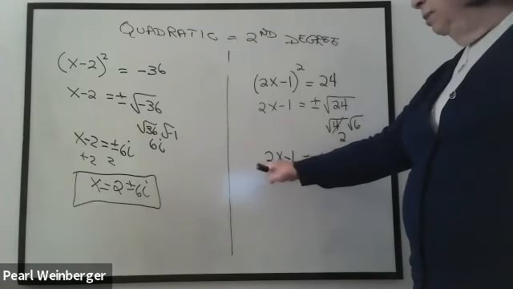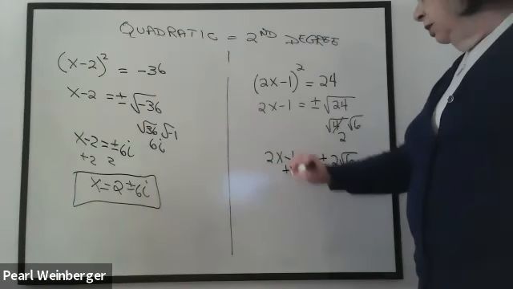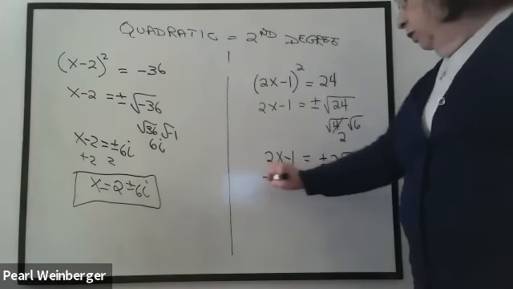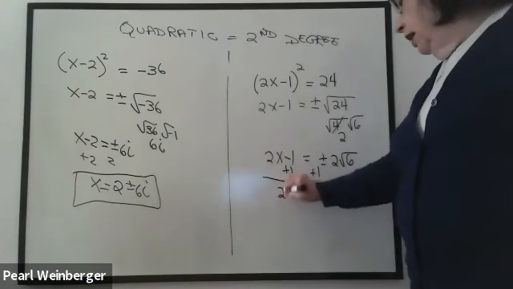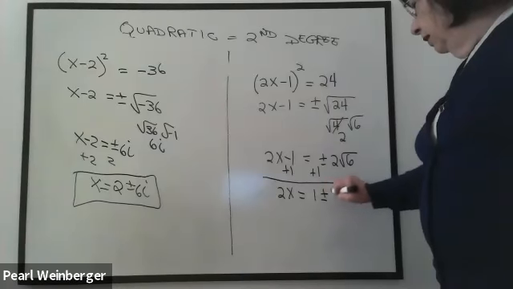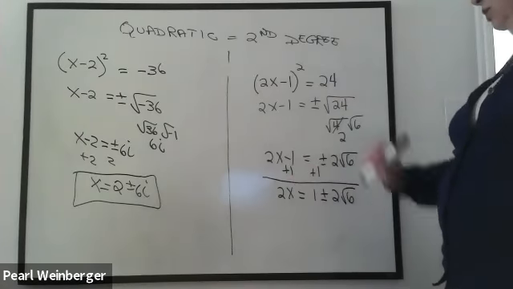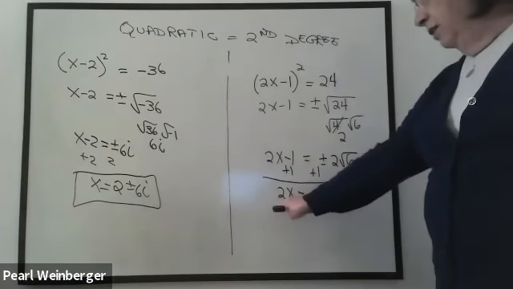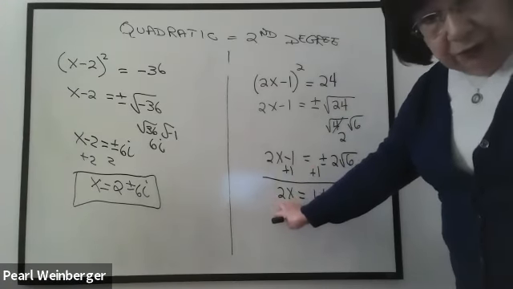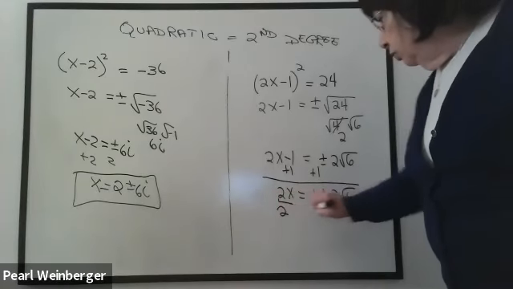And now I want to get this side to be plain x. That's what I'm looking for. So the first thing I'm going to do is add 1 to both sides, which will give me 2x equals 1 plus or minus 2 radical 6. Remember, the number that I bring from the other side always goes in the front. We didn't have an expression in front of the x before, but now we do. We want to get x alone, so we'll divide by 2.